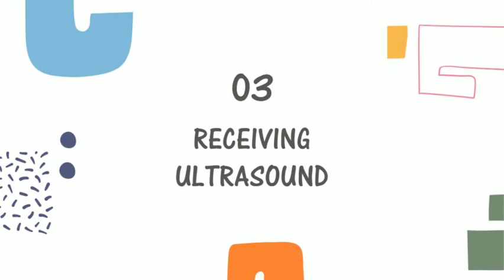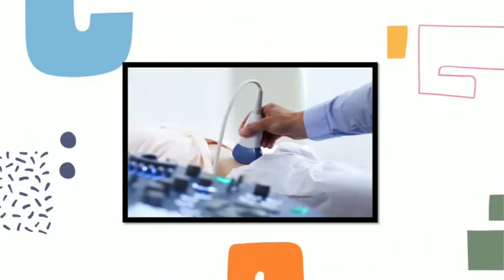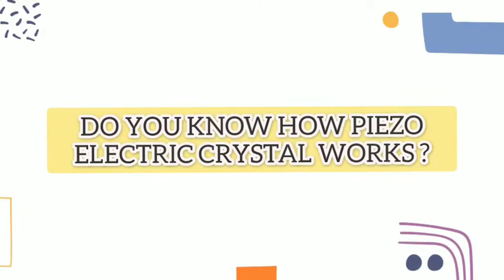Next slide is receiving ultrasound. Ultrasound waves are produced by a transducer, which can both emit ultrasound waves as well as detect the ultrasound echoes reflected back. In most cases, the active elements in ultrasound transducers are made of special ceramic crystal materials called piezoelectrics. Piezoelectric crystals have another very useful property that enables them to also be used for receiving ultrasound waves. Do you know how a piezoelectric crystal works?